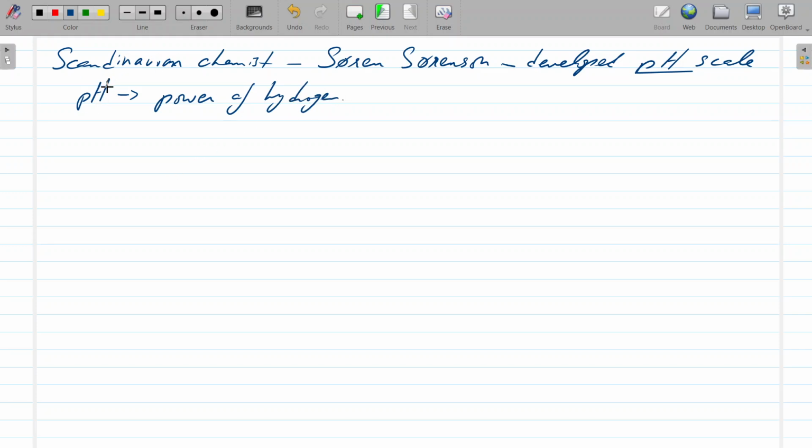The H is capitalized because it's the symbol for hydrogen, right? But pH is not only of elements. No, not elements. Elements on their own don't necessarily have a pH. Substances have pH. Compounds have pH, right?